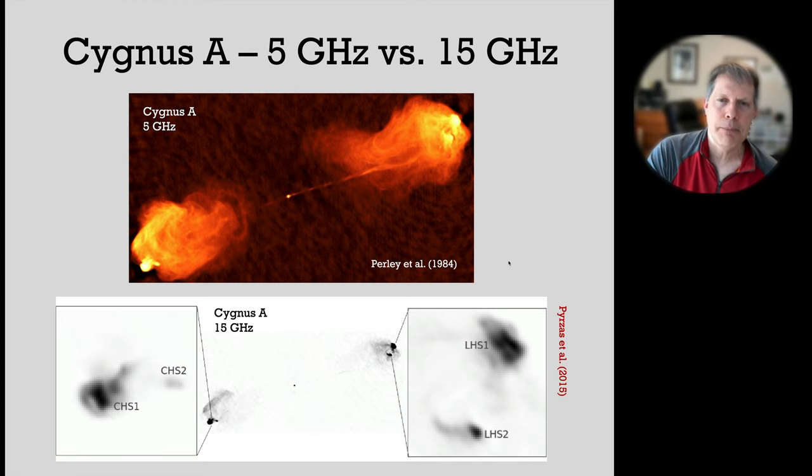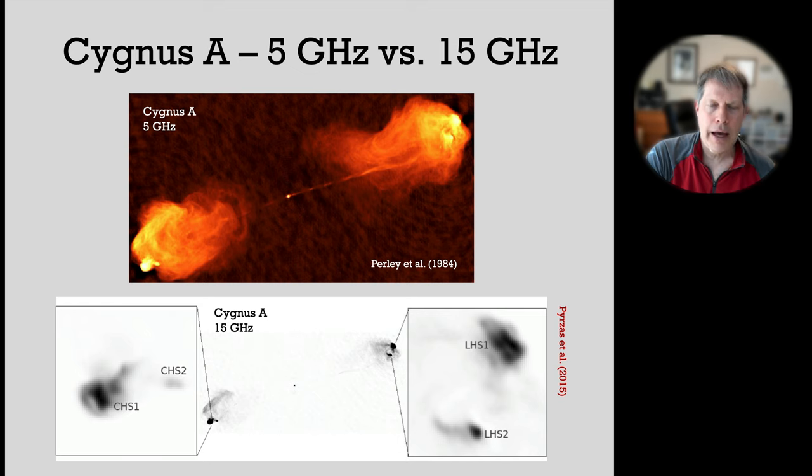Okay, but the point just empirically, again, is that the relative importance of, for example, the lobes versus the core is substantially a function of frequency, where the lobes tend to be much more prominent at low frequencies, and the core and hot spots tend to be more prominent fractionally at the higher frequencies.